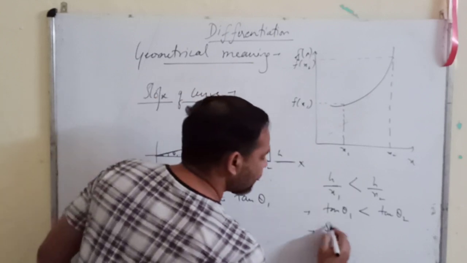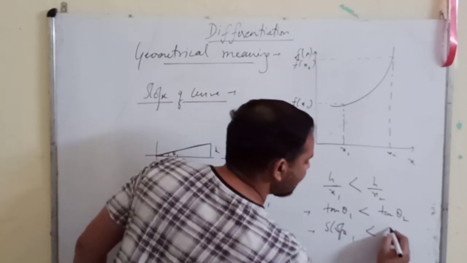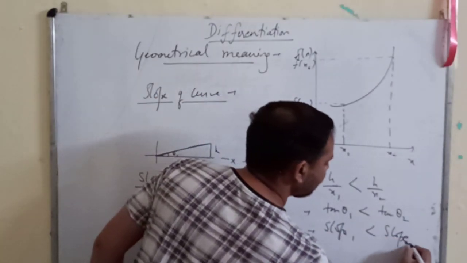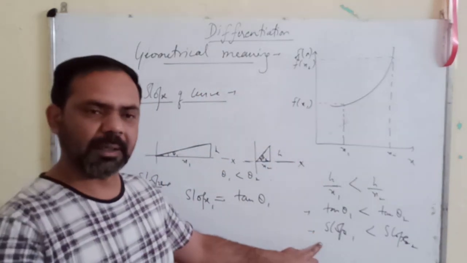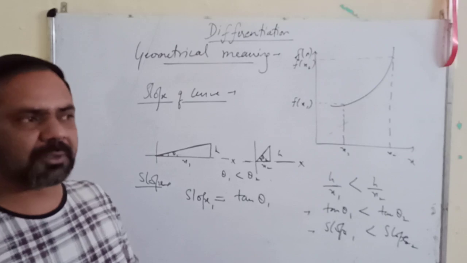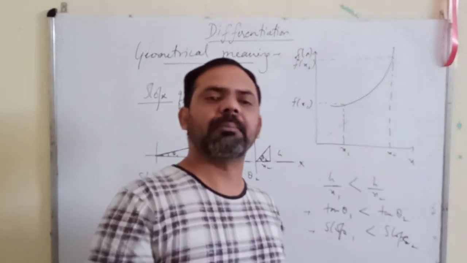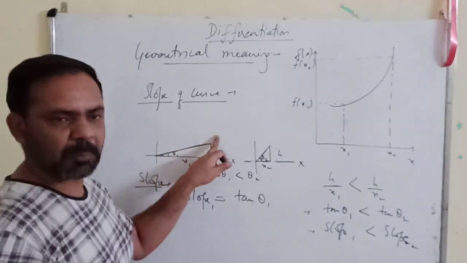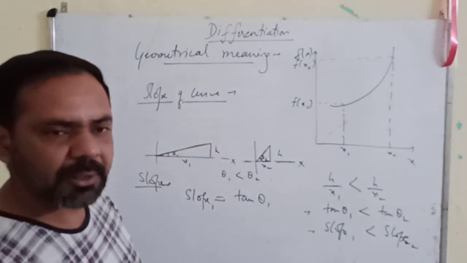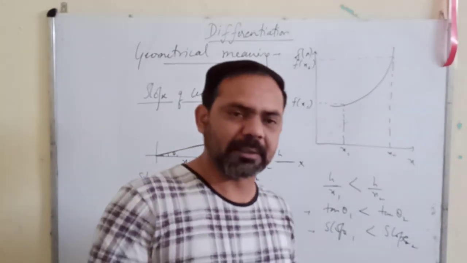Slope 1 is less than slope 2. Right? So that's why if the slope is low, then you need less force to take your scooty or your vehicle up to the point, from this point to this point. So this is something called slope in general life.